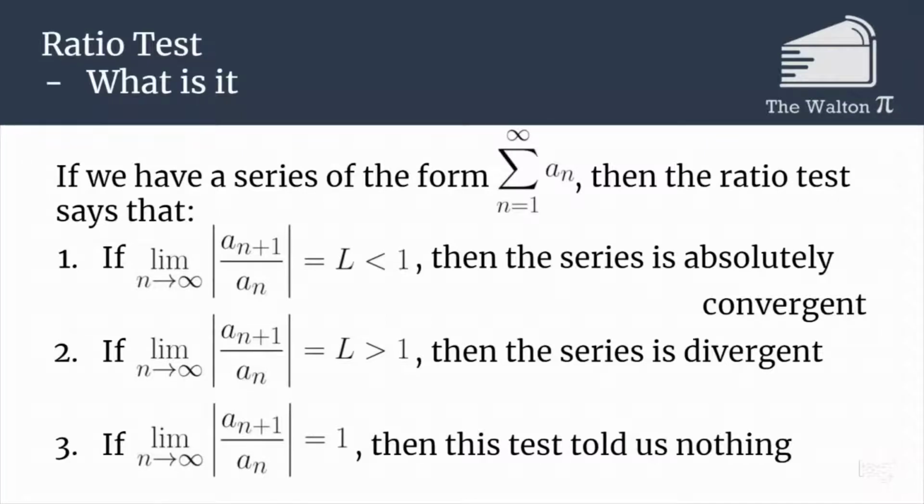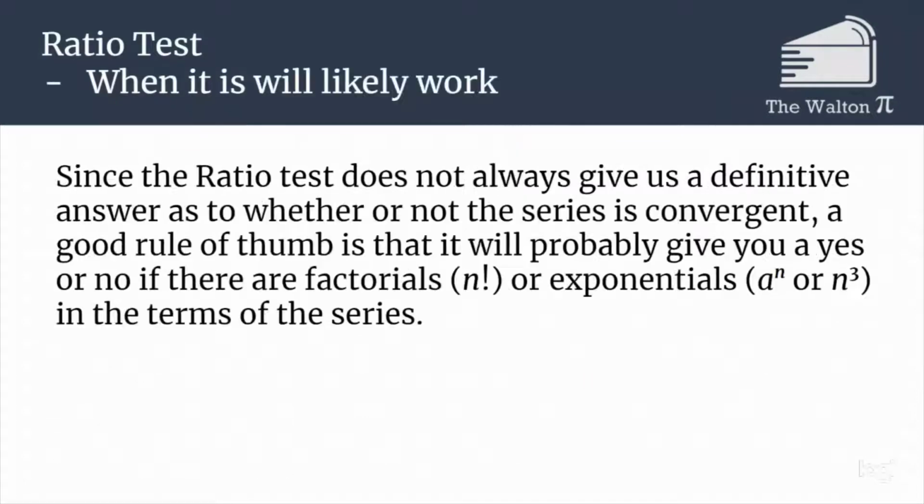If the limit of the ratio is less than 1, then the series will converge. If the limit of the ratio is greater than 1, then the series will diverge. That is what the ratio test tells us. So it does not always give us a definitive answer.